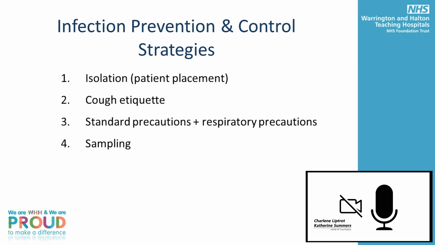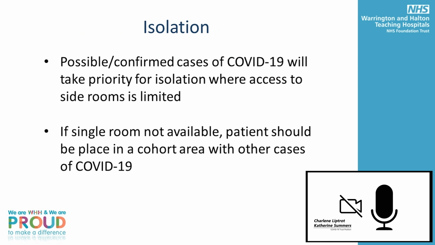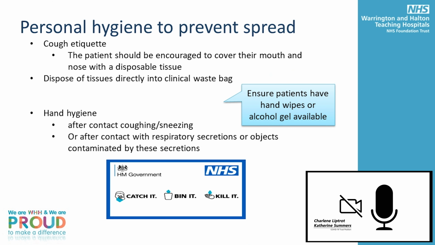Our infection prevention and control strategies in regards to COVID-19 are isolation, so patient placement, following our cough etiquette, standard and respiratory precautions, and sampling for COVID-19. Isolation of the patient, so possible or confirmed cases of COVID-19 will take priority for isolation where access to side rooms is limited. If a single room is not available, patients should be placed in a cohorted area with other cases of COVID-19.